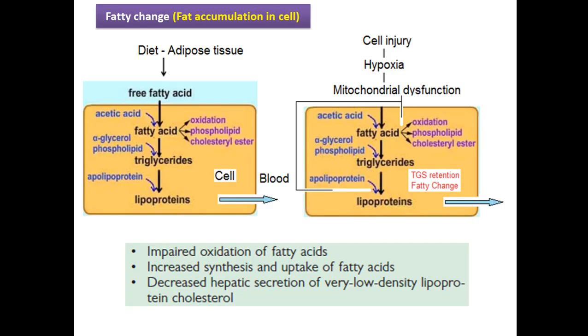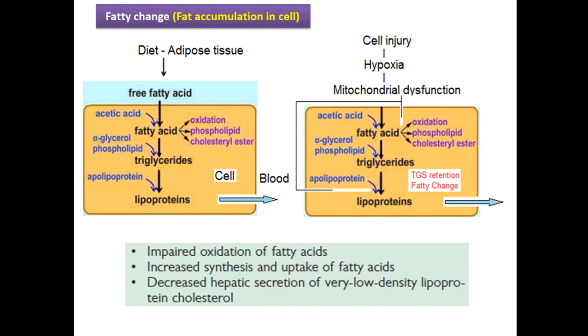Let us briefly discuss the second change. The first change was cellular swelling, hydropic degeneration, and the second change is the fatty change. These two changes we can see through the light microscope. So before discussing the fatty change in the cells, let us go back and remind ourselves that free fatty acids, which are derived from the diet and also mobilized from the adipose tissue, are taken into the liver.